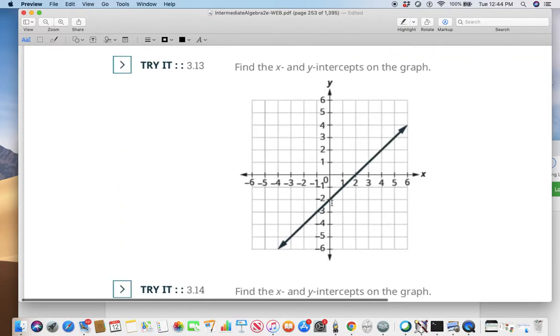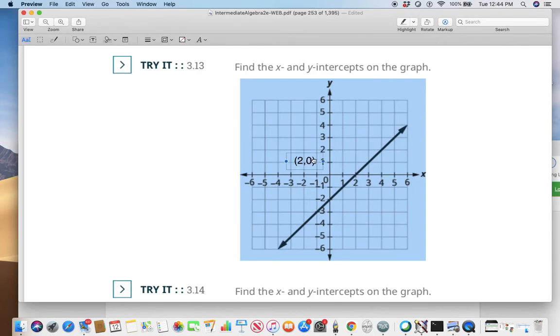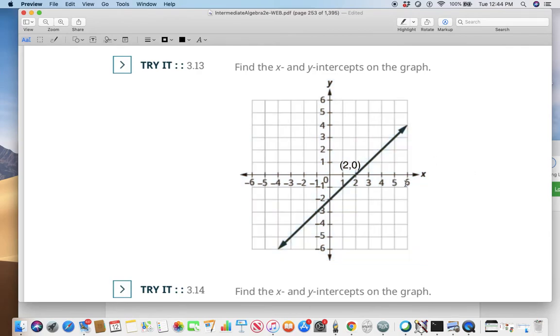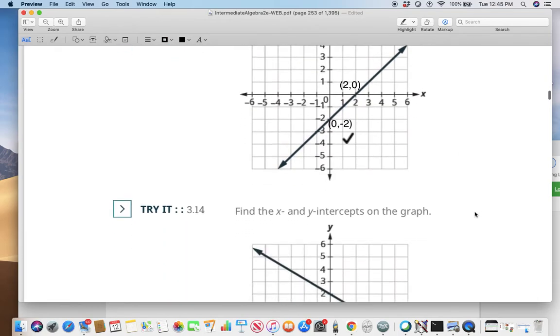X and y intercepts of this line. It passes through the x-axis at 2. So (2, 0) is the x-intercept. It passes through the y-axis at -2. So (0, -2) is the y-intercept.